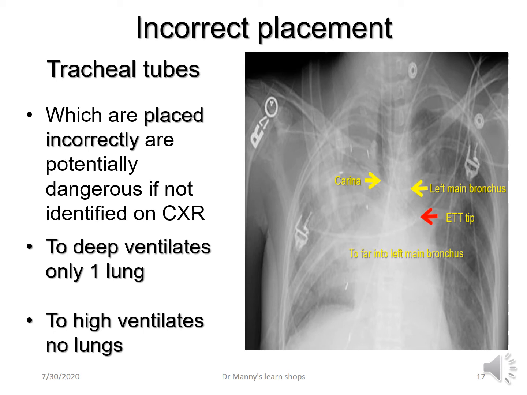And if you're only ventilating one lung, this could cause barotrauma of the lung being ventilated, or it could cause atelectasis and lung collapse of the lung not being ventilated. So it's important that the tube is in the right place.